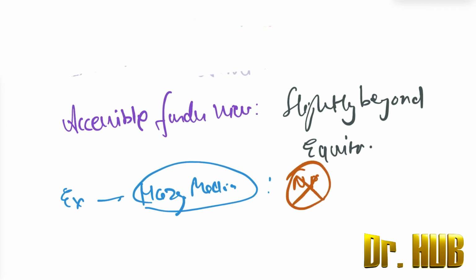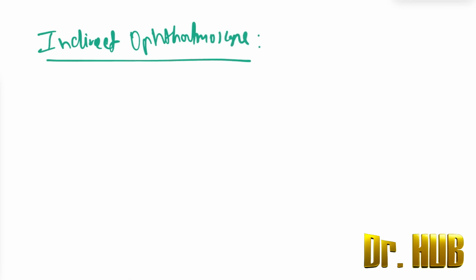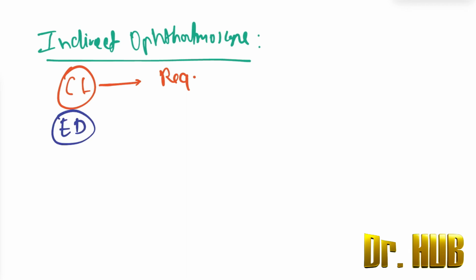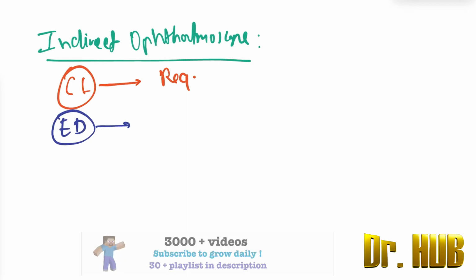In a similar way we are going to see the indirect ophthalmoscope. In terms of the indirect ophthalmoscope, the condensing lens is required. Next comes the examination distance. The examination distance is at an arm's length.